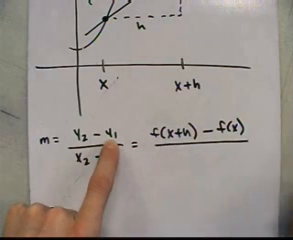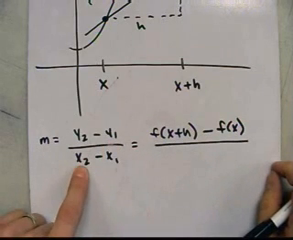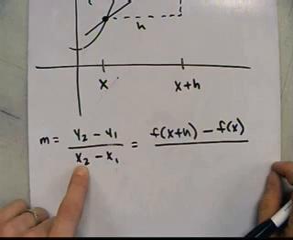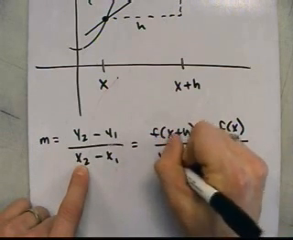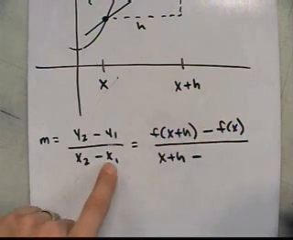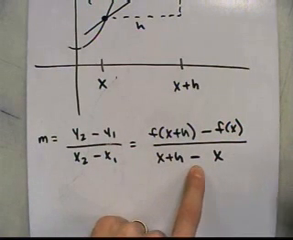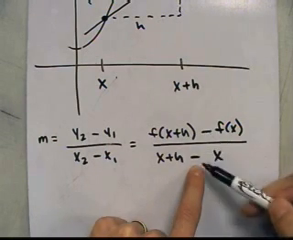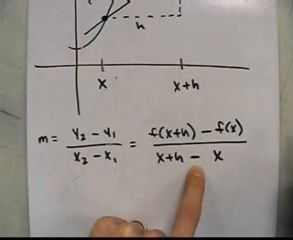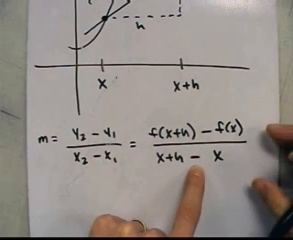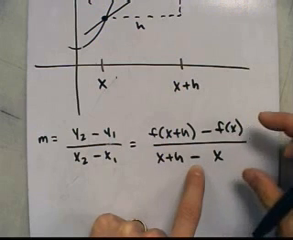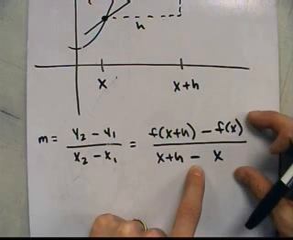Divided by x2. What's my second x value? x plus h. And then I'm subtracting the first x value, x, just a regular x. They call this the difference quotient. I wonder why they call it the difference quotient. Difference, what does difference mean? Subtract. And quotient means divide. So they call this the difference quotient. Anyways, this does a really cool thing for you. This actually finds the slope between two points.